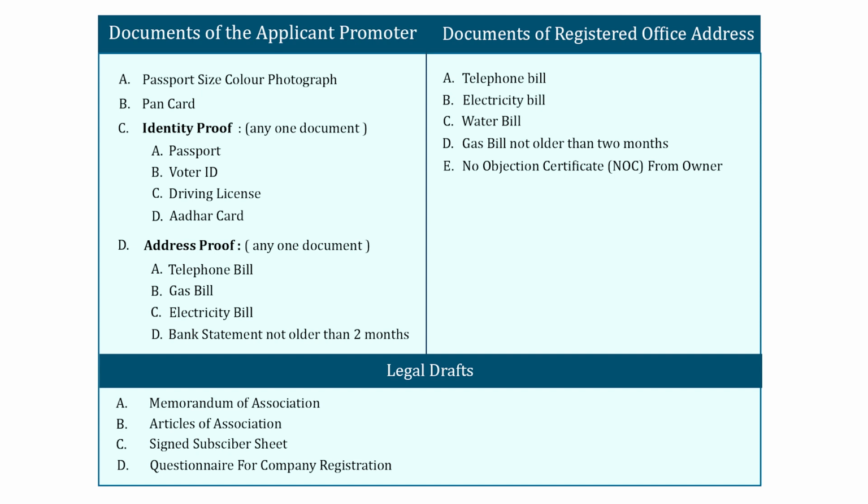Among the documents of the registered office premise, a proof of address containing the name of the company and a no objection certificate will be required. Make sure that the registered office is lockable premises where the company is maintaining all its legal documents and account books. Finally, among legal documents of the company, its memorandum and articles of association, consent of directors, informed director too, and signed subscriber sheet will have to be submitted.